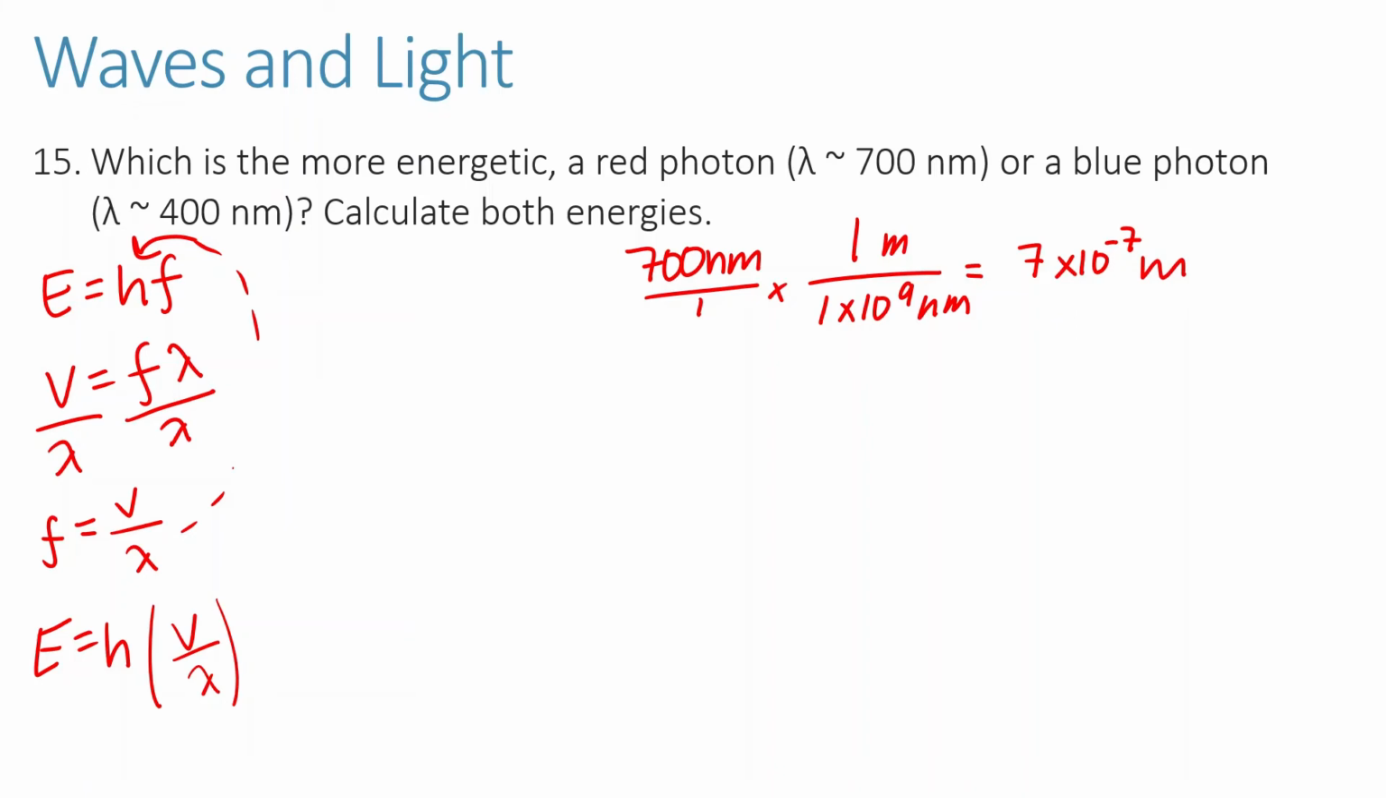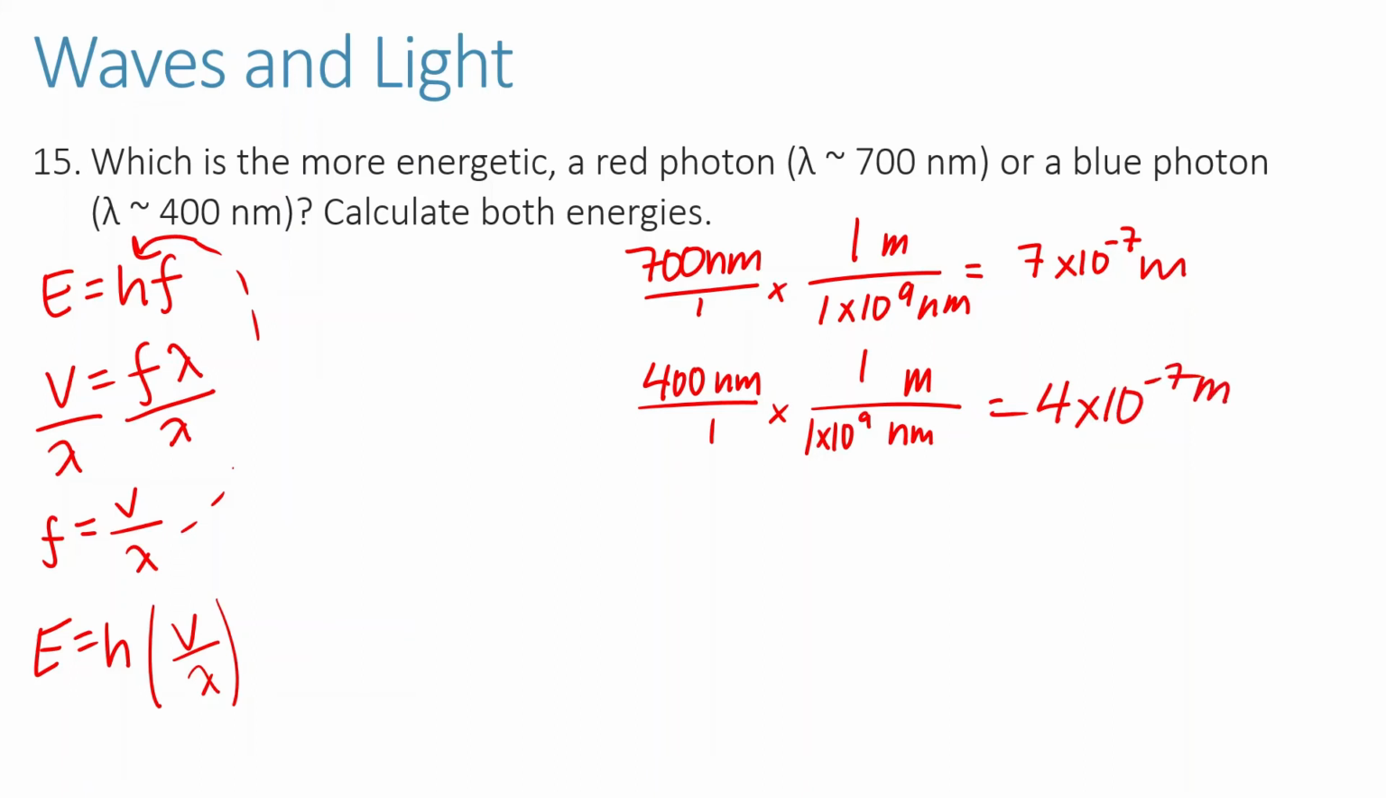And I can do the same thing for my blue photon. So I'm going to put nanometer on bottom to cancel and meter on top. 1 meter is equal to 1 times 10 to the 9 nanometers. So this is going to give me 4 times 10 to the negative 7 meters. So now I just need to solve this equation twice here.